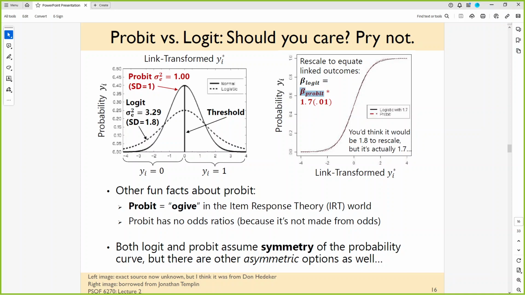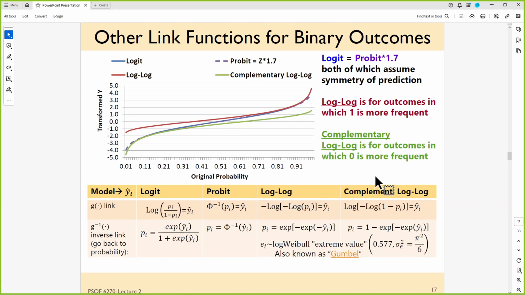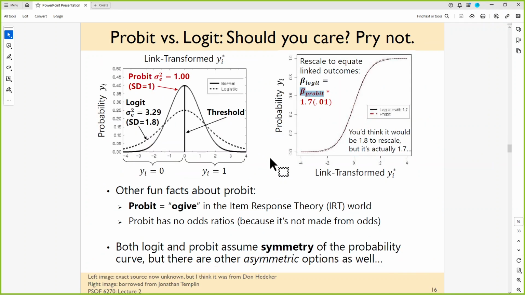Because these two probits are on a scale where the variance of the underlying distribution... So I wanted to say a few things about that. Yeah, the variance of the underlying distribution is 1 in probit. The variance of the underlying distribution in logit is different.